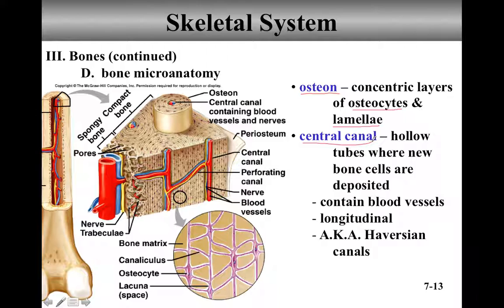So our central canal, we've already seen this fellow right here in the middle, used to be called Haversian canals. We're trying to get away from naming structures after people in anatomy. We're trying to move to naming structures after some sort of Greek or Latin or their location or something like that. And so this is a hollow tube where new bone cells are deposited. It contains blood vessels. It's longitudinal, which means it runs up and down the femur or up and down a radius, something like that. And these guys are also called Haversian canals.